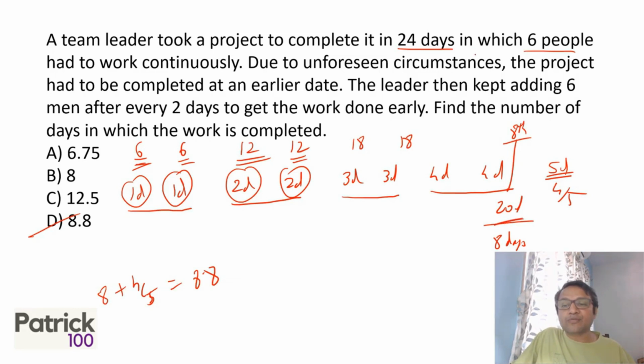But we want 24 days of work. So a little more than 8 days. You can make the answer D. Or if you want the exact value, on the next day, which is the 9th day, they will do 5 days of work. But we want only 4 days of work. So the amount of days is 4 by 5. So 8 plus 4 by 5 will give you 8.8 days. That will be the answer.